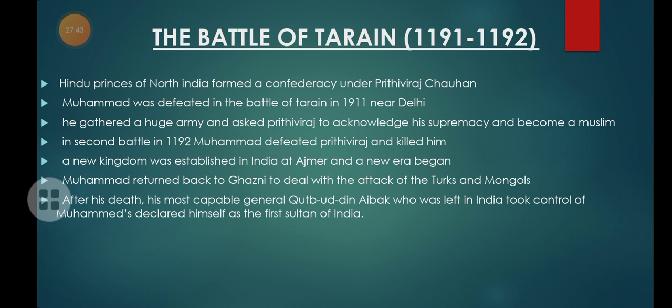After capturing India, he put Qutbuddin Aibak as his commander in chief in India. He placed Qutbuddin Aibak as Governor General and went back to Ghazni of Afghanistan. So after the death of Mohammed, Qutbuddin Aibak became the next king, and he called himself the Sultan of India. So Qutbuddin Aibak became the first ruler, first king, first Sultan of India.